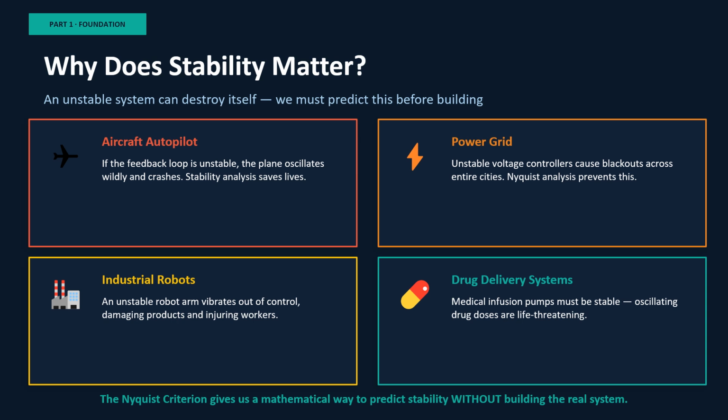Now, why is stability important? If a system is unstable, it can become dangerous. For example, an aircraft autopilot system can start shaking. A power system can fail and cause blackouts. Robots can move uncontrollably. Even medical devices can give wrong outputs. So stability is not just theory. It is very important in real life. To check stability, we use a powerful method called the Nyquist stability criterion.